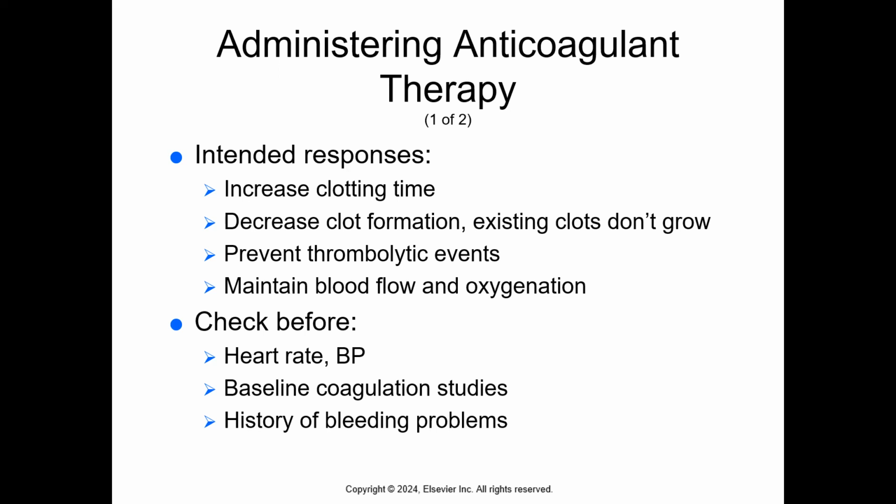So I want to know their baseline coagulation studies, because how do I know if it's effective if I don't know the baseline, right? I also want to know if they have a history of bleeding problems. Before I give any drug that affects blood clotting, I also want to know their complete list of current drugs and if they're taking anything over the counter or herbal, especially aspirin or any product that contains aspirin, or any product like ginkgo biloba or St. John's wort. They seem pretty harmless. They're over the counter, like herbal medications, but they can really affect clotting.